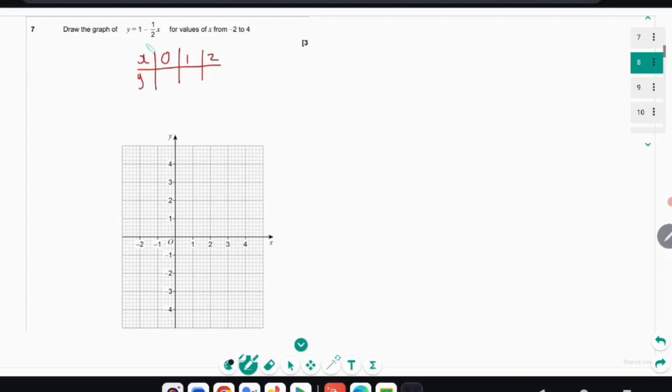I'm going to use this formula to generate my values of y. Y is equal to 1 minus half times x. 1 minus half times 0. Half times 0 is 0. 1 minus 0 is 1.